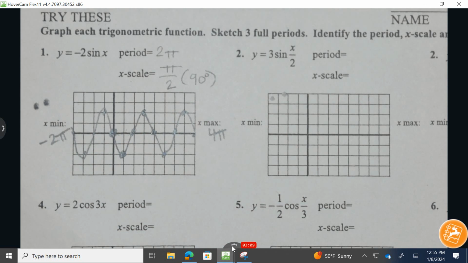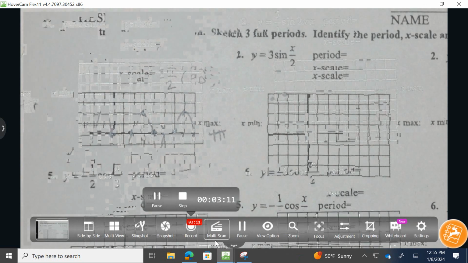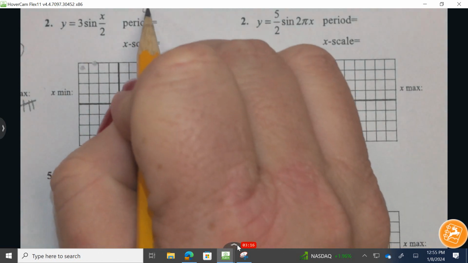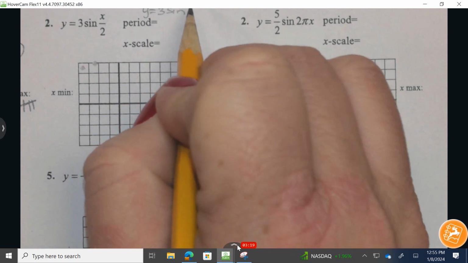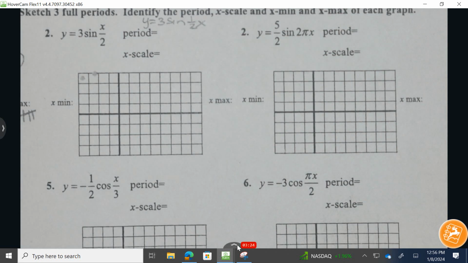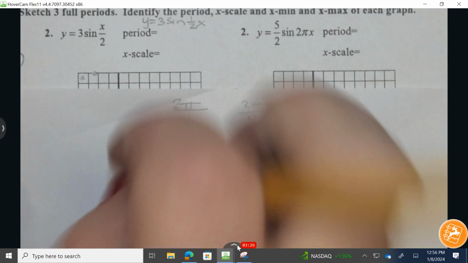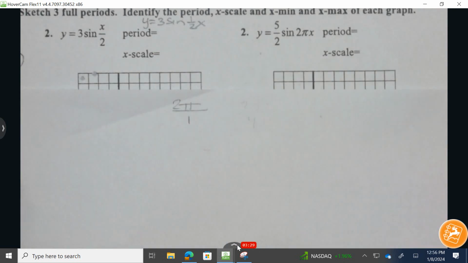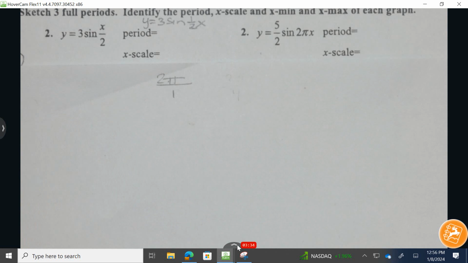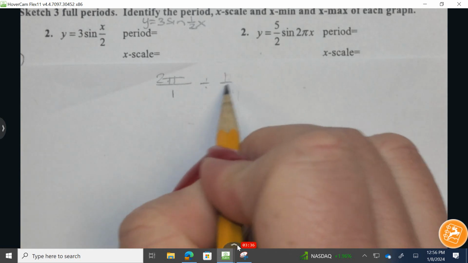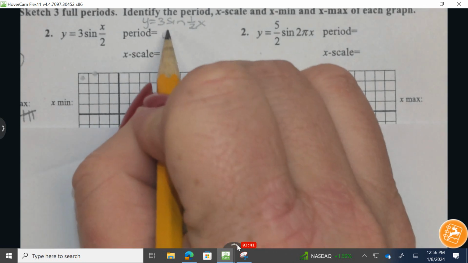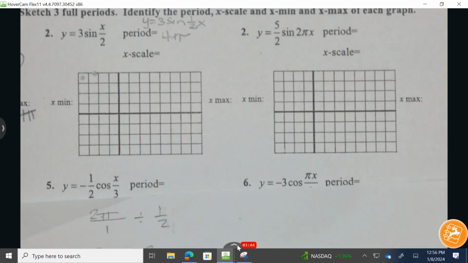Let's look now at number 2. I'm going to rewrite number 2 before I get started. I'm going to rewrite this as y equals 3 times the sine of 1/2 x. I think that will help me when I'm identifying what the period length is. Just like I did for number 1, I'm going to take 2 pi and divide it by the value in front of the x, just 1/2. Divided by 1/2, I get 2 pi times 2 over 1, which equals 4 pi. So the length of one cycle is a distance of 4 pi.